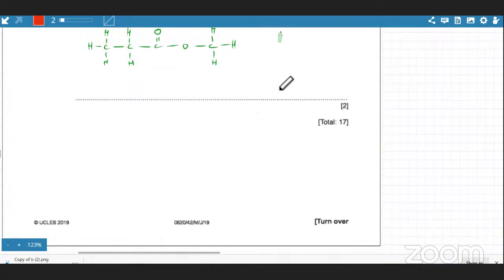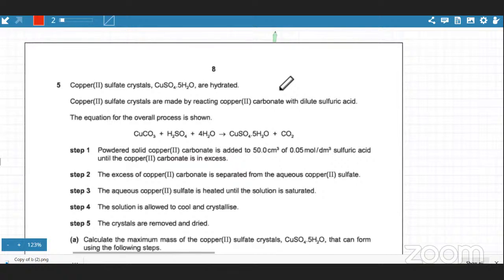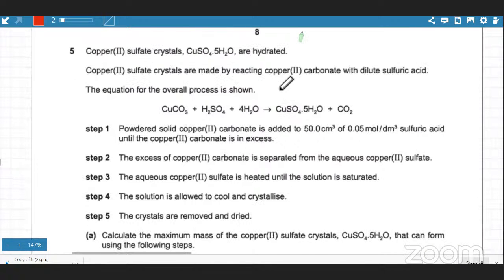Let's move to the next part, which is question number 5. In question number 5, you're given that copper sulfate dot 5H2O are hydrated crystals, and there's an equation given. The reaction is happening. Powdered solid copper carbonate is added to 50 cm³ of sulfuric acid. Copper carbonate is in excess, so I'm going to write that down.